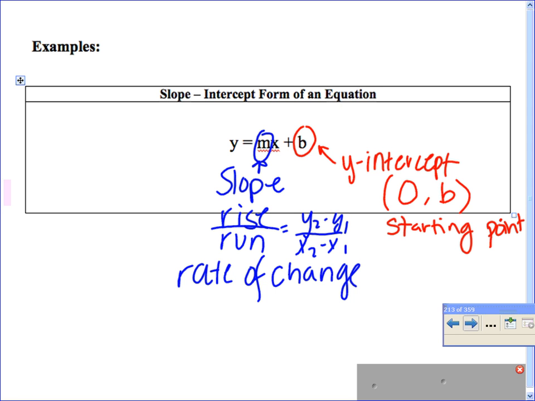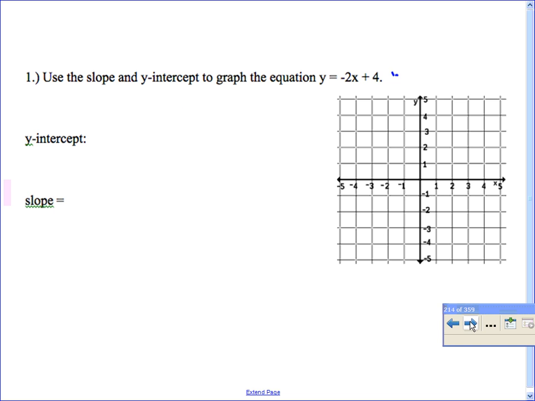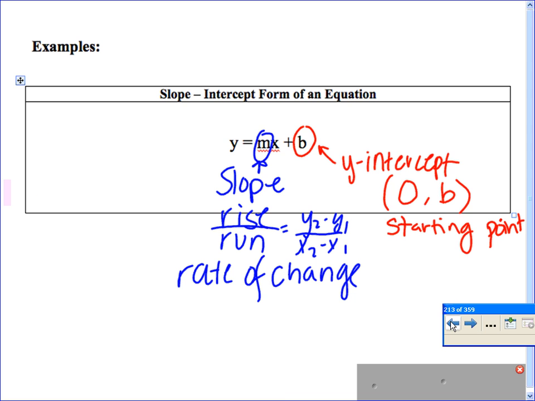All right, let's do an example. Annalise? No, x is just x. Y is just y, x is just x. The M and the B is all we're focused on right now. Okay, for it to be a linear equation, you have to have that Y and that X.